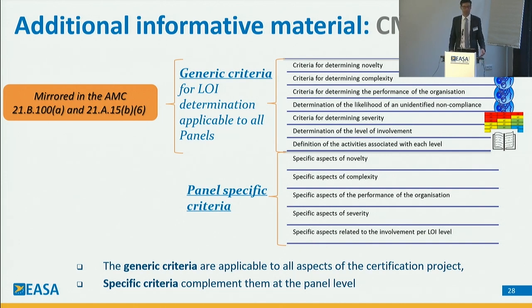So the generic criteria in the AMC/GM is applicable to each and everything. The specific criteria in the appendices are only applicable to the certain EASA panel.